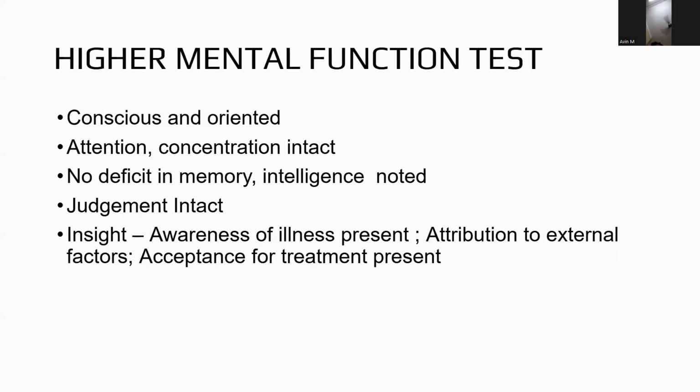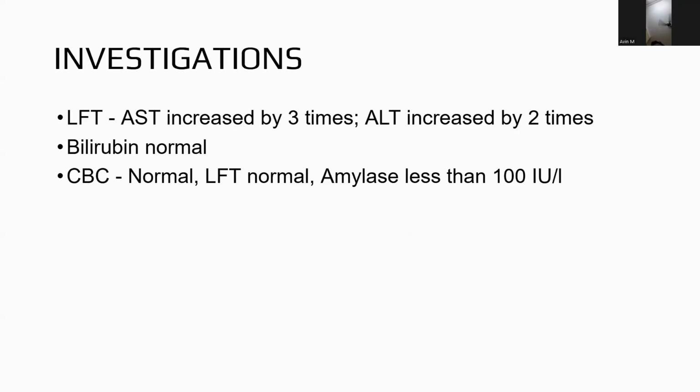Next slide. Higher mental function test, insight, awareness of the illness is present. He attributes to external factors, and acceptance of treatment is present, both for the alcohol behavior and the obsessive compulsive symptoms. Investigation at the time when he came, AST and ALT were increased, bilirubin was normal, and other investigations were normal.